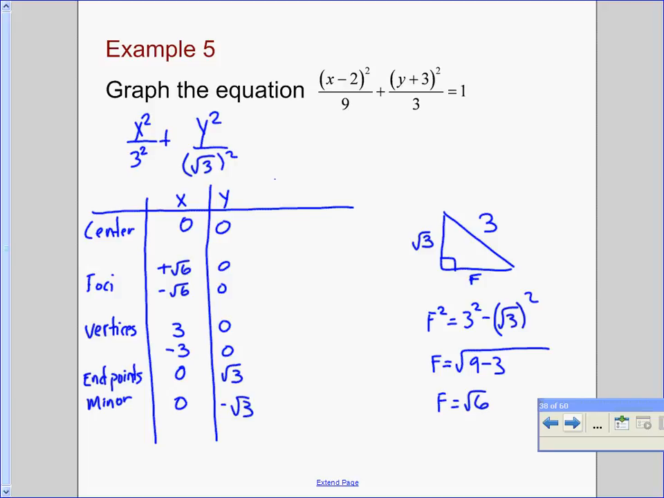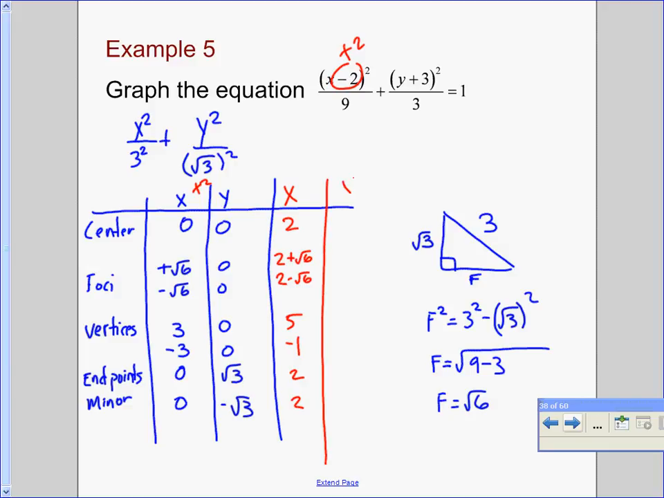So for each of my x's, I'm going to do this. This is going to tell me to add 2 to each of my x's. So when I add 2 to each of my x's, I get 2, 2 plus root 6, 2 minus root 6, 5, negative 1, 2, and 2. Okay, and now for my y's, what I'm going to do is subtract 3. So that gives me negative 3, negative 3, negative 3, negative 3, root 3 minus 3, and negative root 3 minus 3.